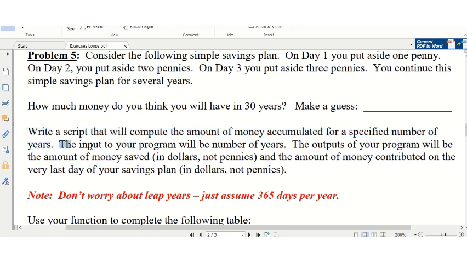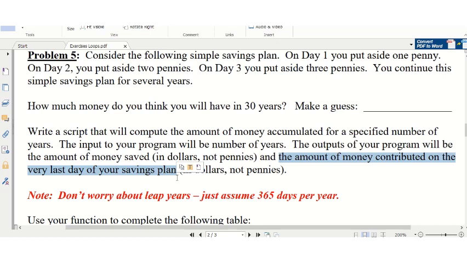What is the input? Input to your program will be the number of years. Here it has been asked for 30 years, but you can give any number of years. The outputs of your program will be the amount of money saved, and the amount of money contributed on the very last day of your savings plan.